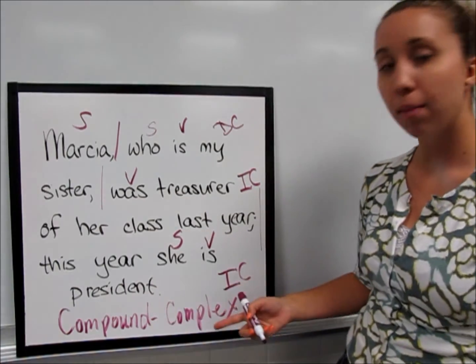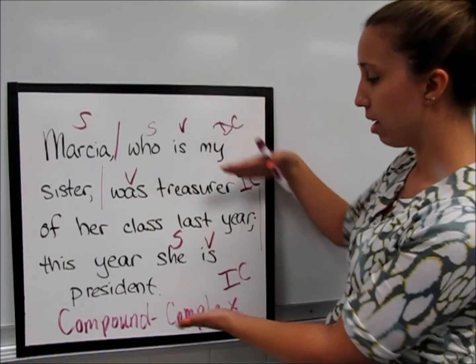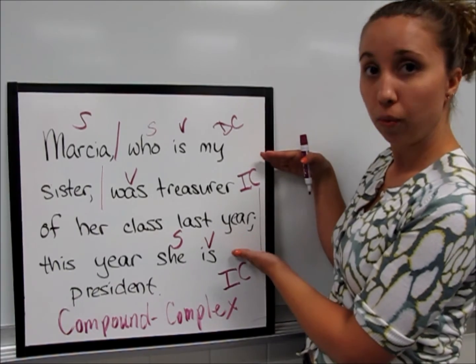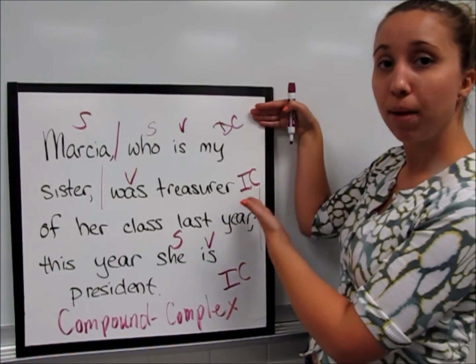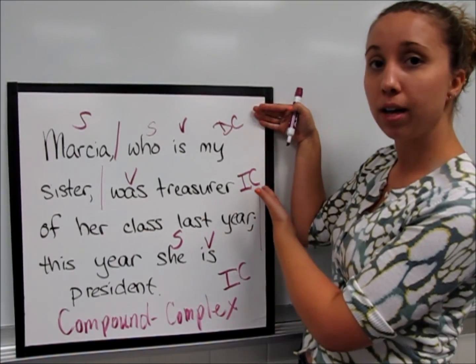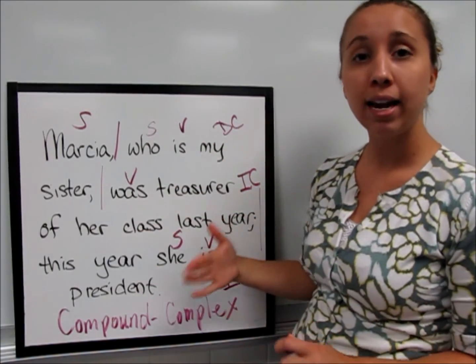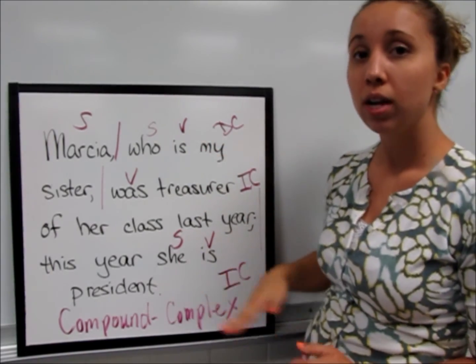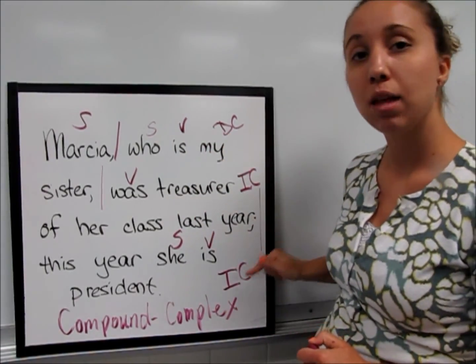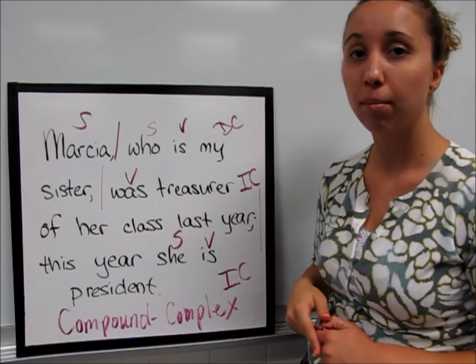Remember, the compound complex is just that. It combines the compound sentence, which is two independent clauses, with a complex, which is the dependent and independent clause. And remember, these could come in any order. We could have the dependent clause at the end. It doesn't matter, but if I have these elements, that's what makes it the compound complex sentence.